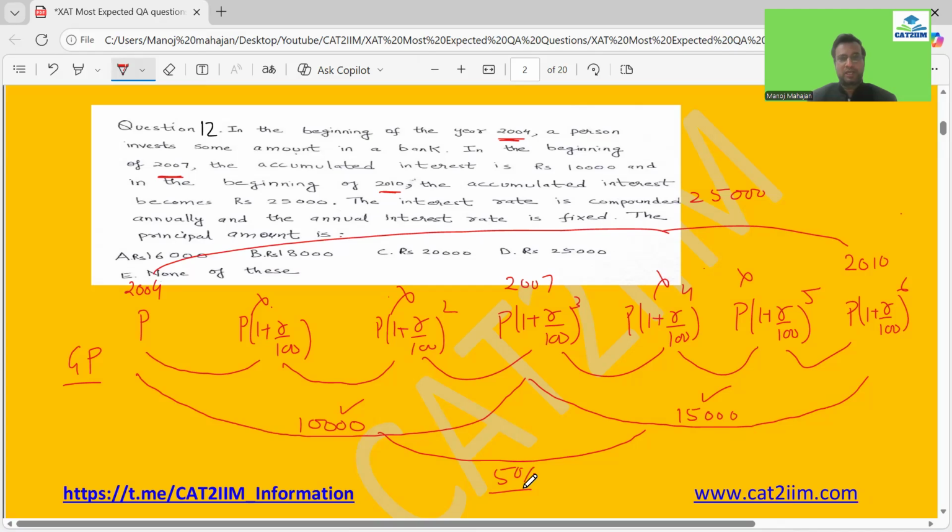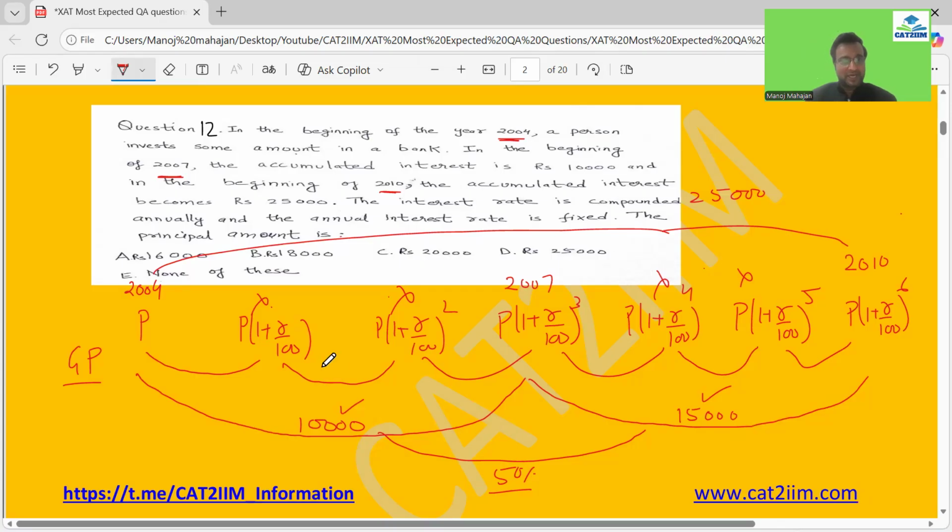So we should know that in 3 years, okay, there is a change of 50%. So this is not the 50% rate of interest per annum, right? It is the percentage change for 3 years, right?